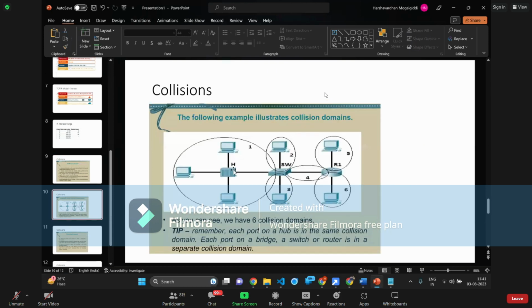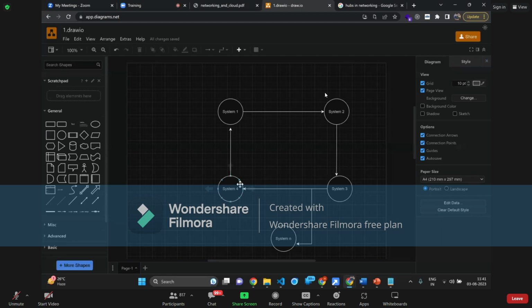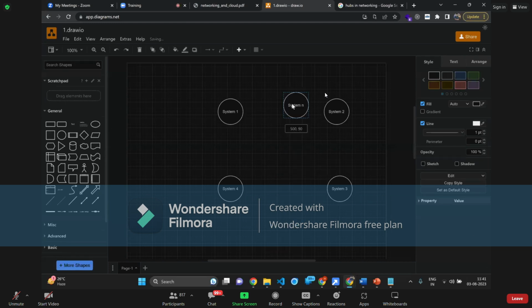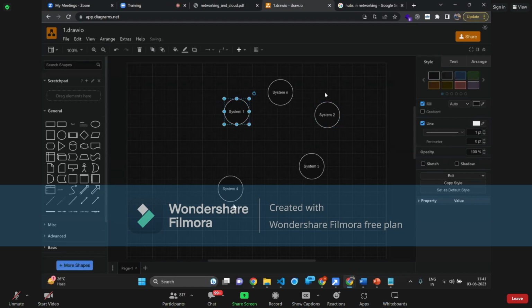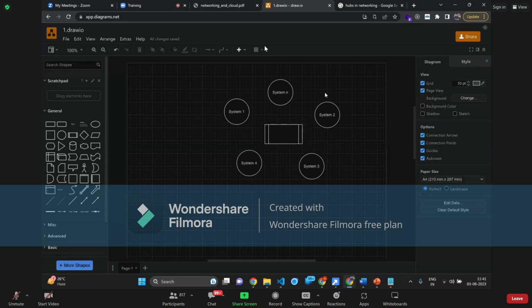So guys, I need you to understand what a collision is first. A collision domain is, as the name implies, a part of a network where packet collisions occur. A collision occurs when two devices send a packet at the same time on a shared network. Let us go back to our drawing board. Imagine this is our network, and there is a hub, switch or device here.